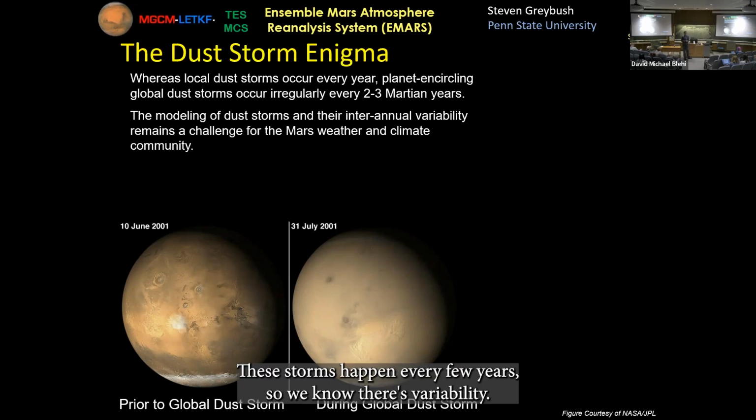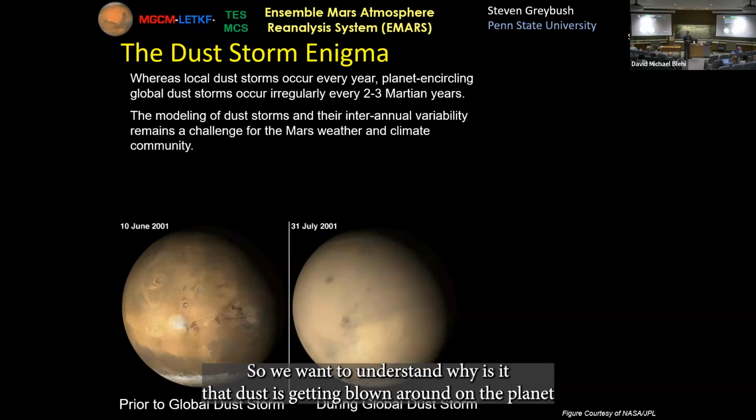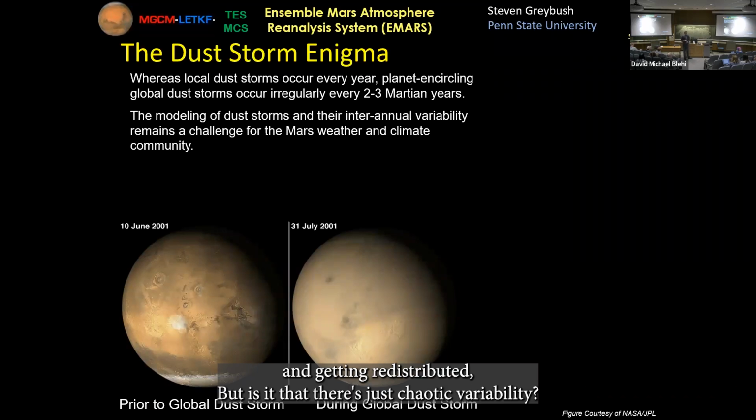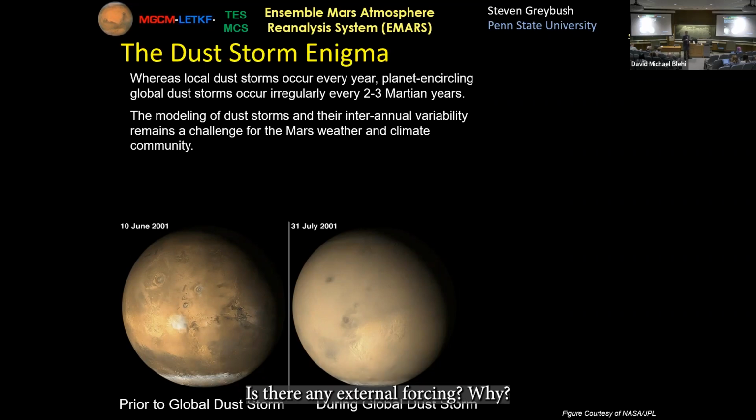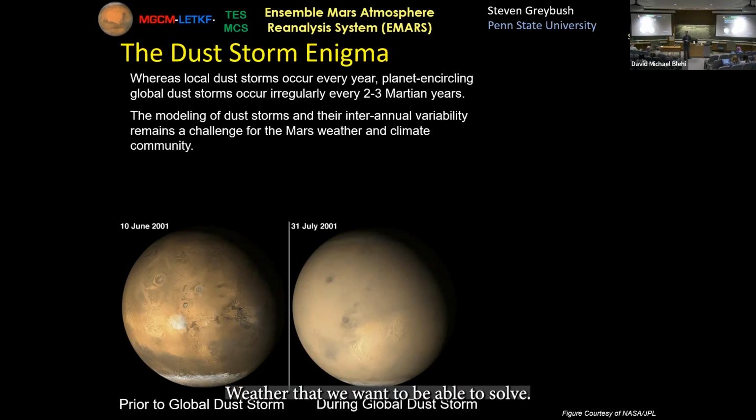So we know there's variability. It's not regular variability, so we want to understand why. Is it that dust is getting blown around on the planet and getting redistributed? Is it that there's just chaotic variability? Is there any external forcing? Why is this happening every few years? Those are some of the grand challenges for Mars weather that we want to be able to solve.